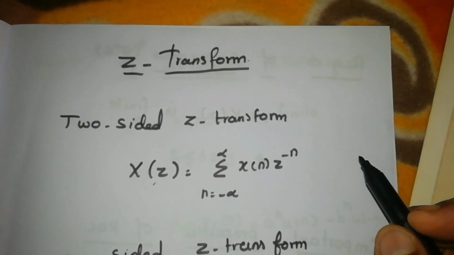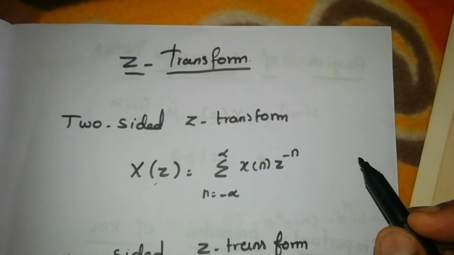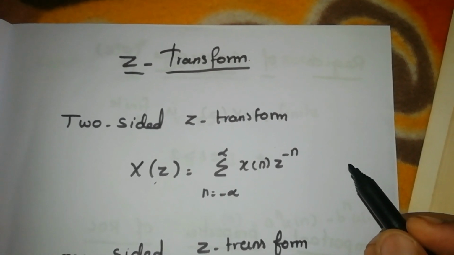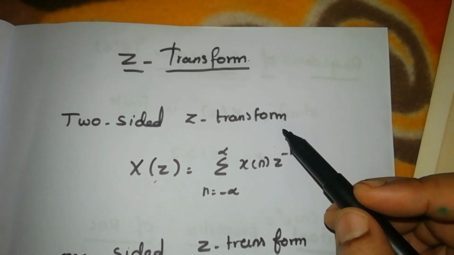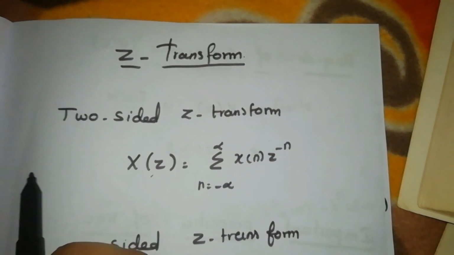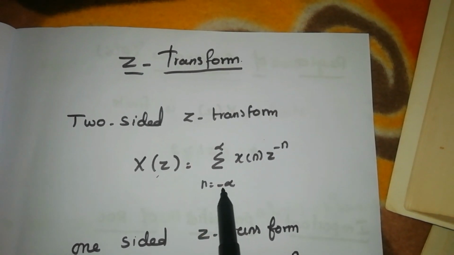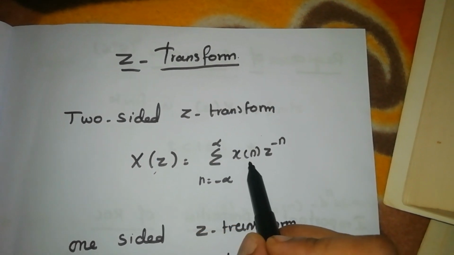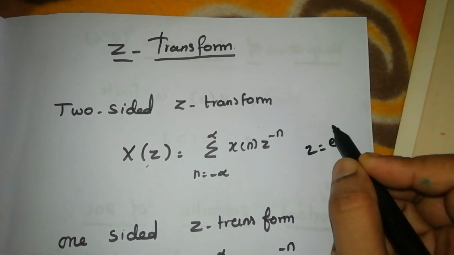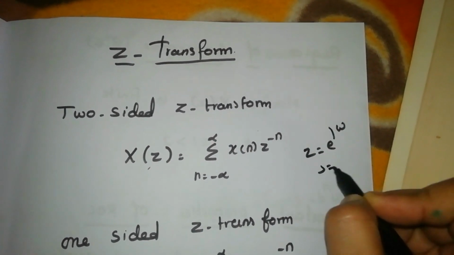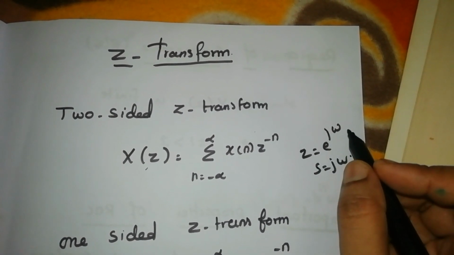And in this video we are going to see about Z transform, and this Z transform is the discrete form of Laplace transform. And the definition of this Z transform for a two-sided signal, that is X of z is equal to summation of n is equal to minus infinity to infinity x of n z power minus n, and here z is equal to e power j omega, where s is equal to j omega.